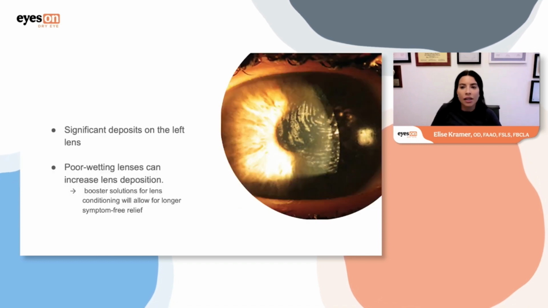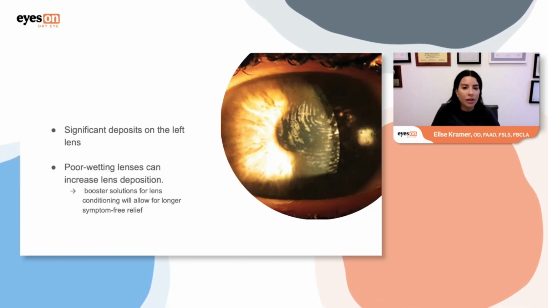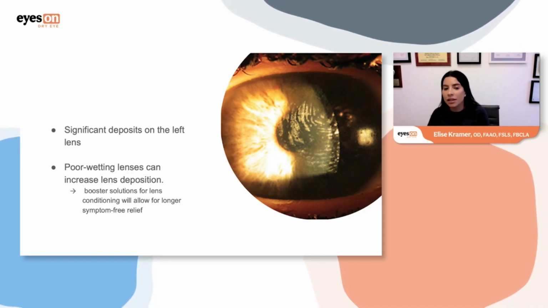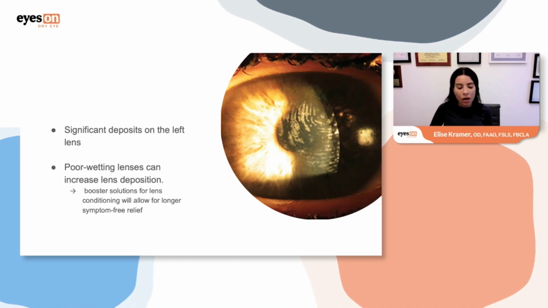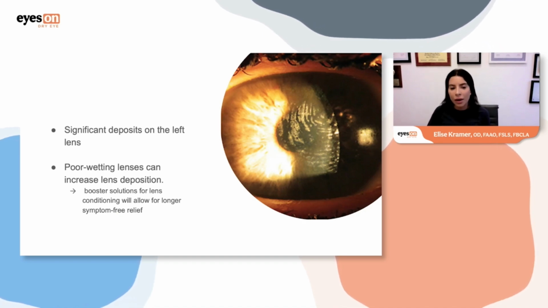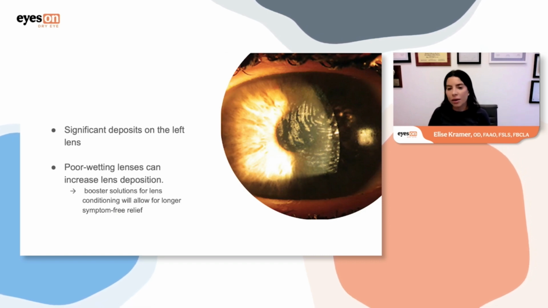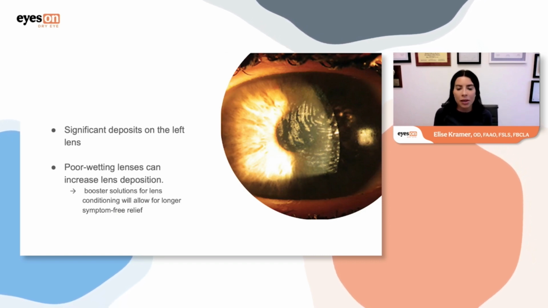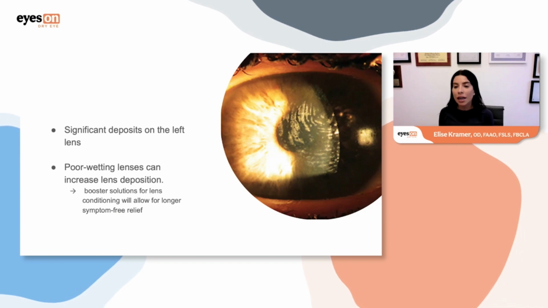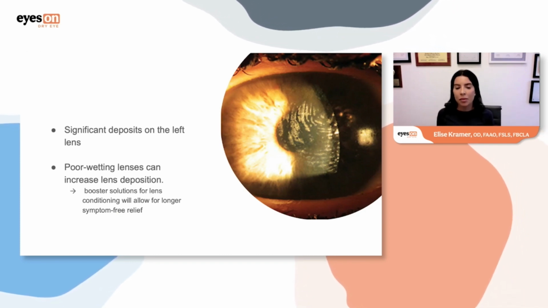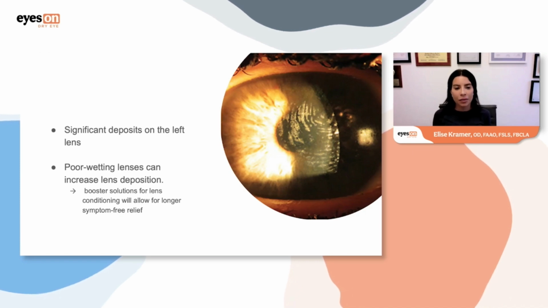You can see that there are significant deposits on the left lens. Poor wetting of lenses can actually increase lens deposition. A lens that's not wetting well can attract even more debris just because it's not wetting well. The fact that there's lipid and protein is actually going to attract even more protein and lipids. So it just perpetuates and becomes worse if it's not addressed.